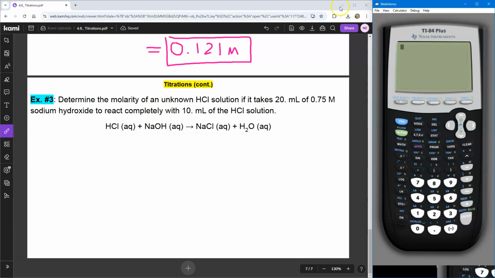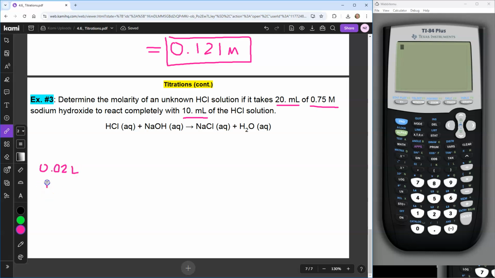All right, one left. Determine the molarity of an unknown HCl solution if it takes 20 milliliters of 0.75 molar sodium hydroxide to react completely with 10 milliliters of the HCl. So we have the concentration of our sodium hydroxide, we have the amount of sodium hydroxide, and then we have the amount of our acid. Let's start with our volume. We need to convert this to liters. 20 divided by 1,000 will get us 0.02 liters of NaOH.